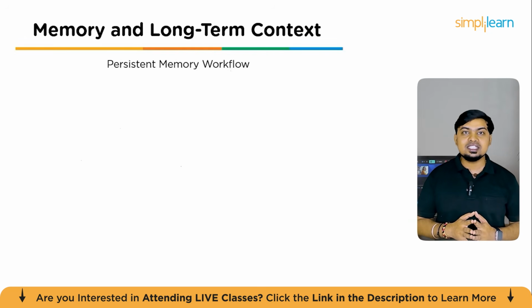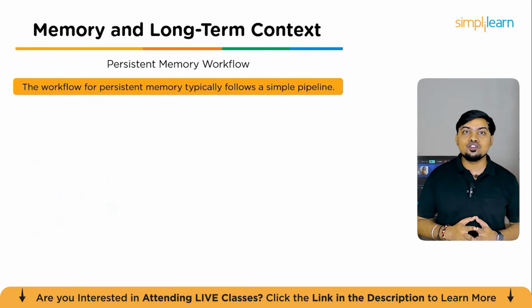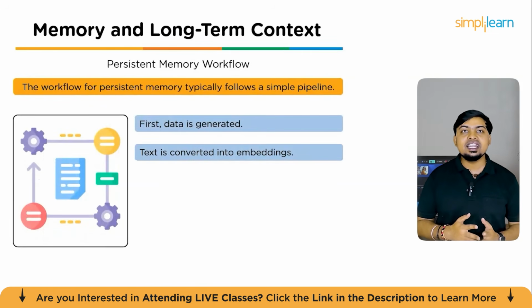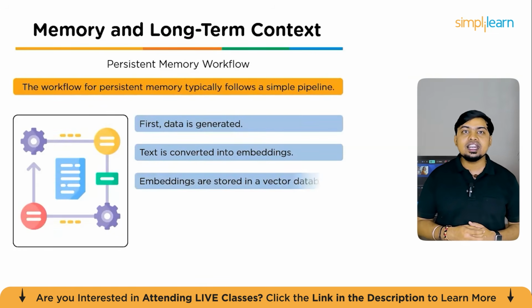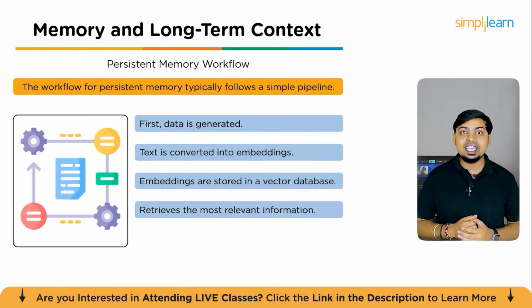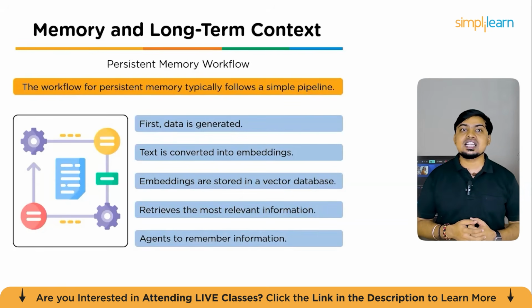Now the next one is persistent memory workflow. The workflow for persistent memory typically follows a simple pipeline. First, data is generated or received. Then the text is converted into embeddings. Those embeddings are stored in a vector database, and whenever the AI agent needs context, it retrieves the most relevant information. This allows AI agents to remember information indefinitely and use it whenever required.